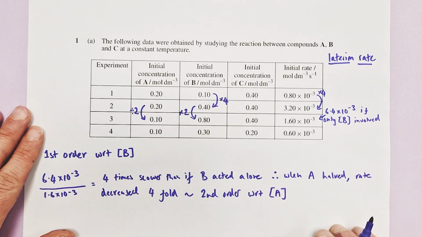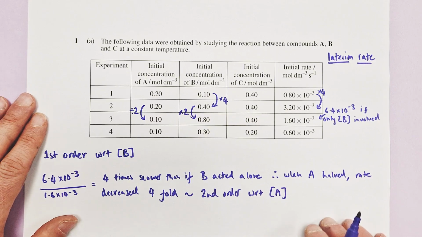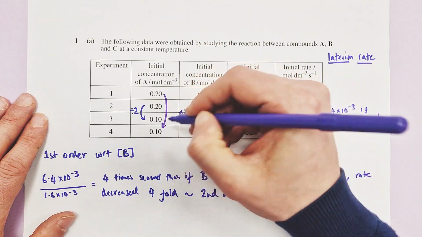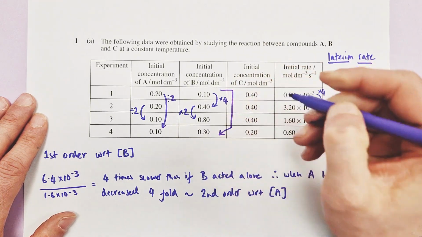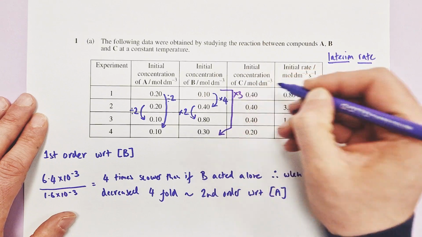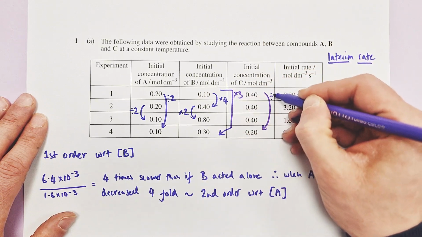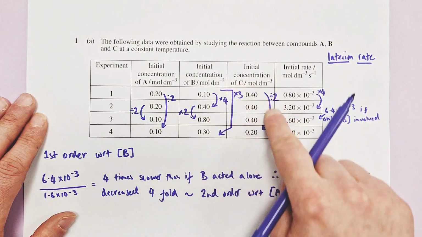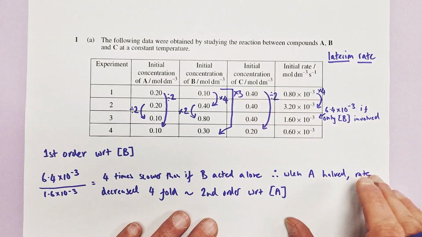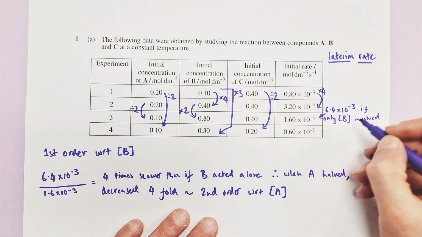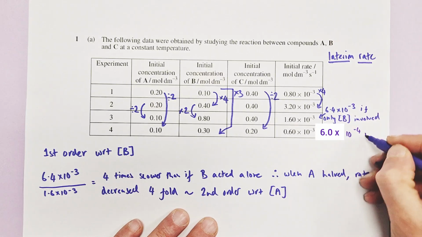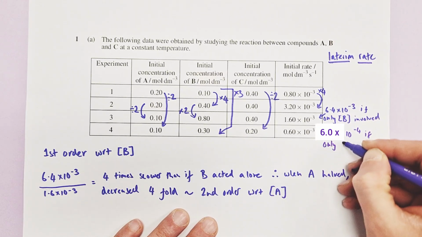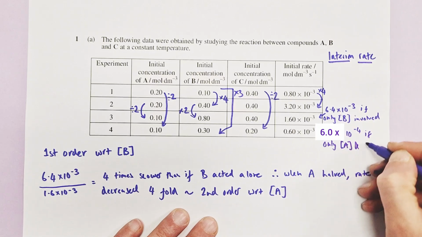Finally, we need to look to experiments 1 and 4 to figure out the order with respect to reactant C. In experiments 1 and 4, we can see that A is divided by 2, B is increased by a factor of 3, and C is also halved as well. So we figure out the interim rate by taking 0.8 times 10 to the minus 3, dividing by 4 for the influence of halving A, which is second order, then multiply that rate of reaction by 3 to show the influence of B, which is first order, and that gives us an interim rate of 6 times 10 to the minus 4 if only A and B were acting in isolation from C.